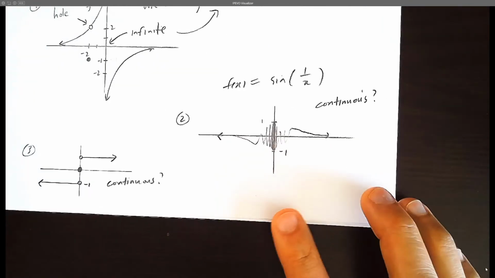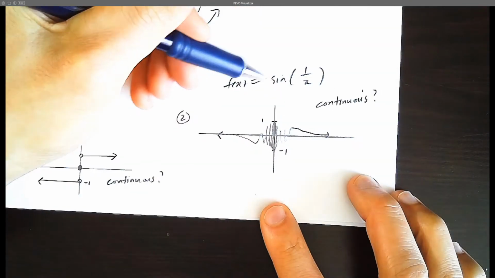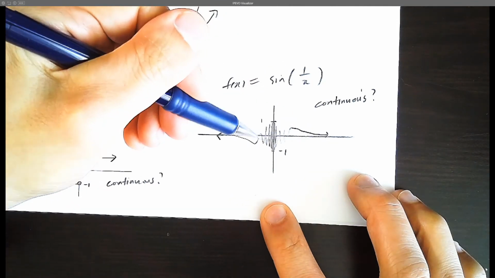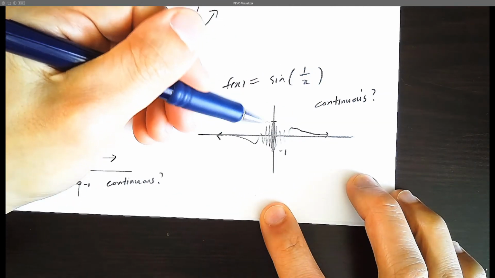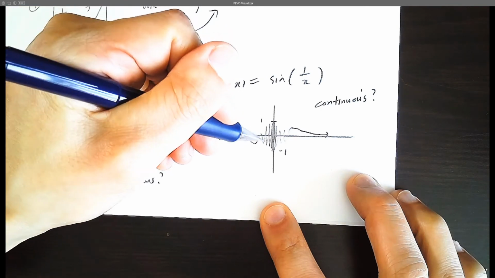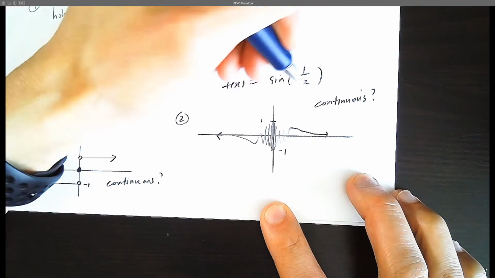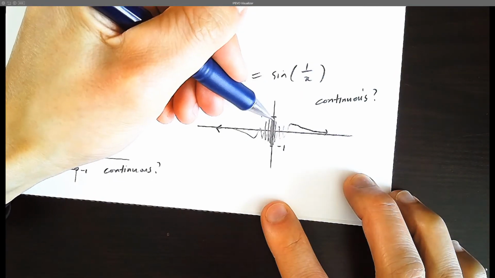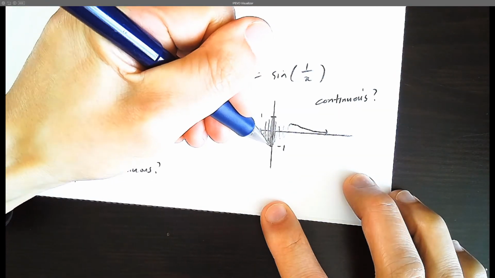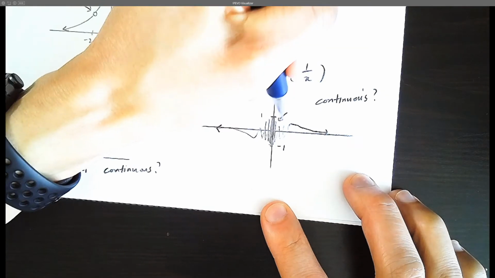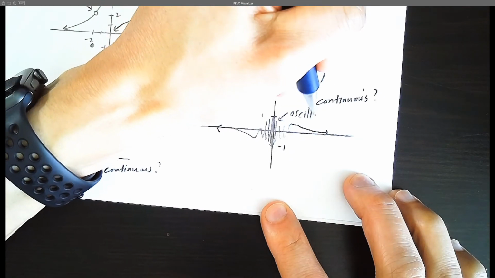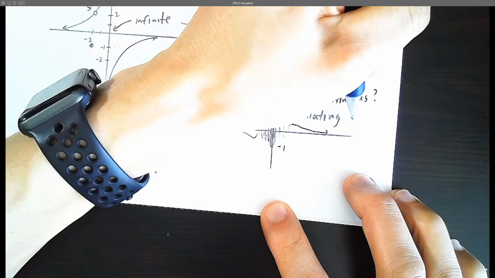Number two. Now this function here, sine 1 over x, actually appears to be solid, but it's oscillating so quickly towards the middle that we're so confused as to what the actual y value is. Is it positive 1, negative 1, 0, or somewhere in between? So we're going to call this an oscillating discontinuity.